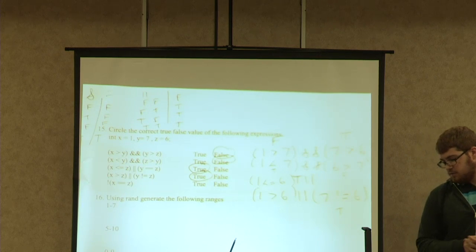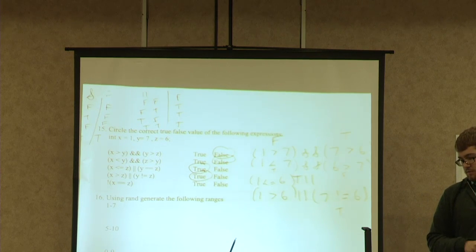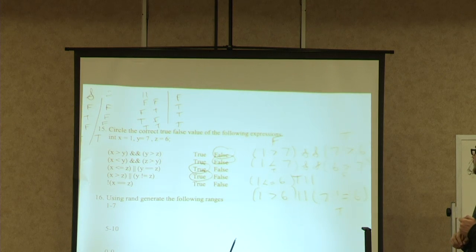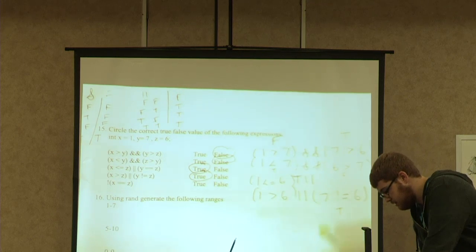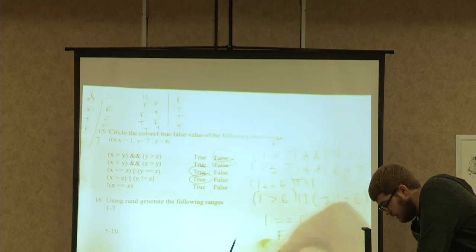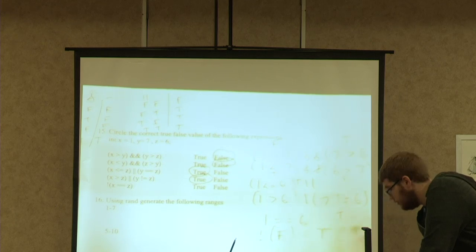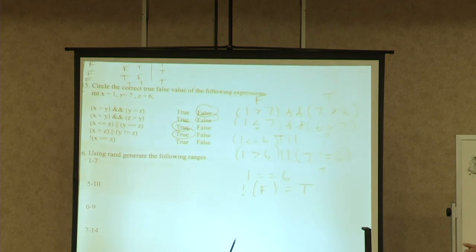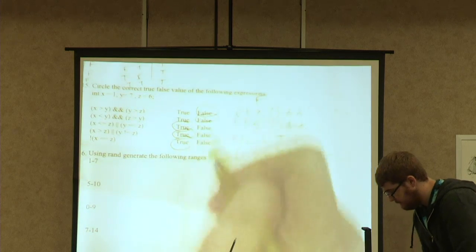The next one we got is not x equal to z. What would be the answer to that one? Will the not statement make it true, even though it's false, according to these parentheses? That's correct. The not statement will flip it. So we got x is equal to z, so that would be checking if 1 is equal to 6, which is false, but the not statement will flip it to true. So this one would be true, right?